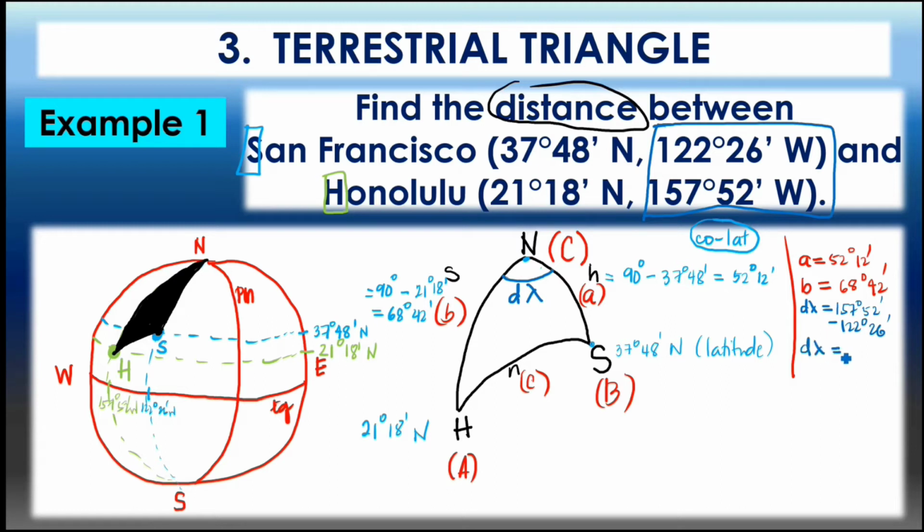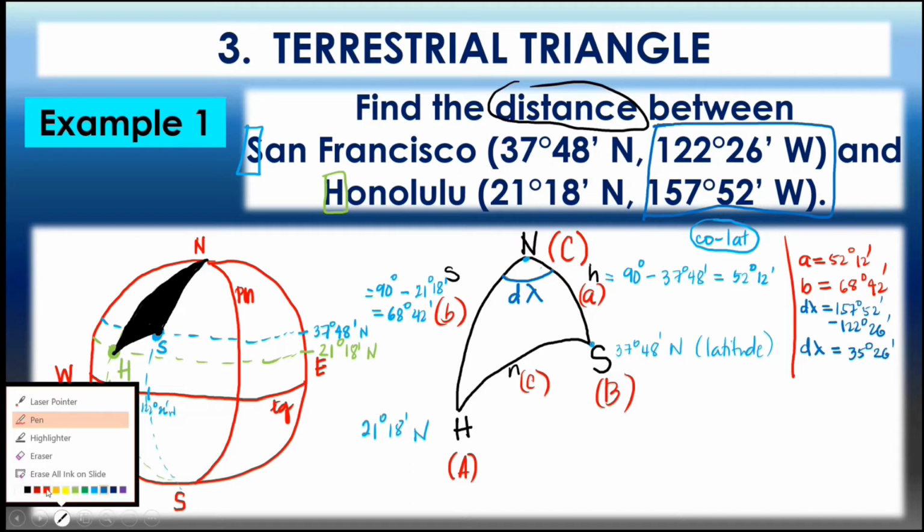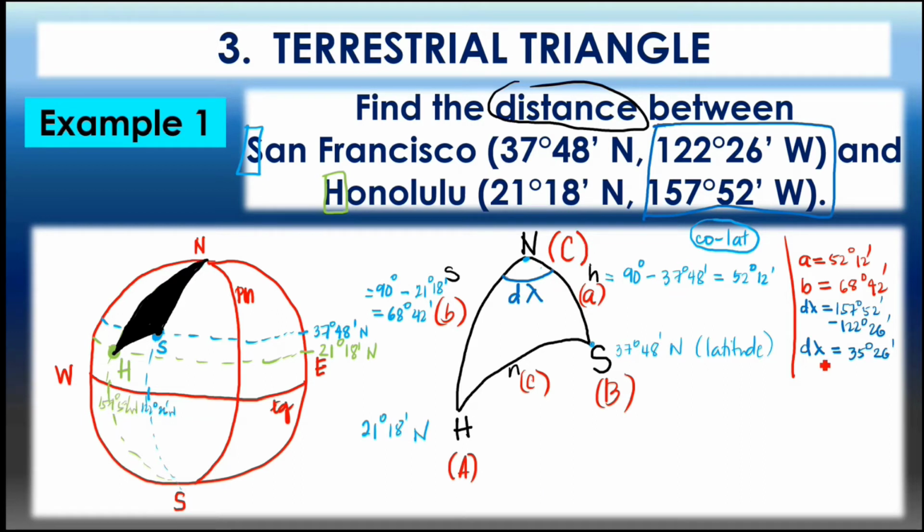So we have the difference in longitude. You just use your calculator, and your answer should be in DMS. So the difference in longitude is 35 degrees and 26 minutes. And remember, this difference in longitude is actually the big C. So big C equals 35 degrees and 26 minutes.